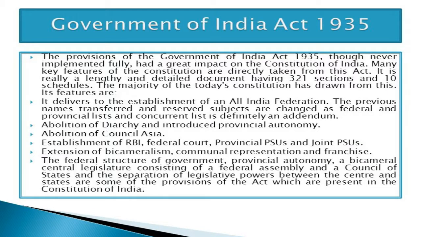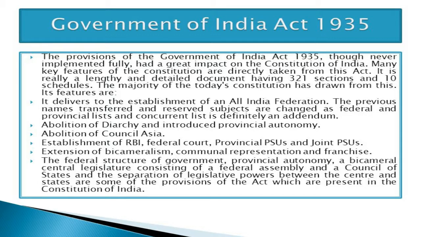Now, this Government of India Act 1935 was the last and perhaps the longest act ever passed at that time by the British Parliament. This completely changed the game altogether. It was a complete overhaul. They said that there was going to be a federal form of government. It would not be a unitary form of government.